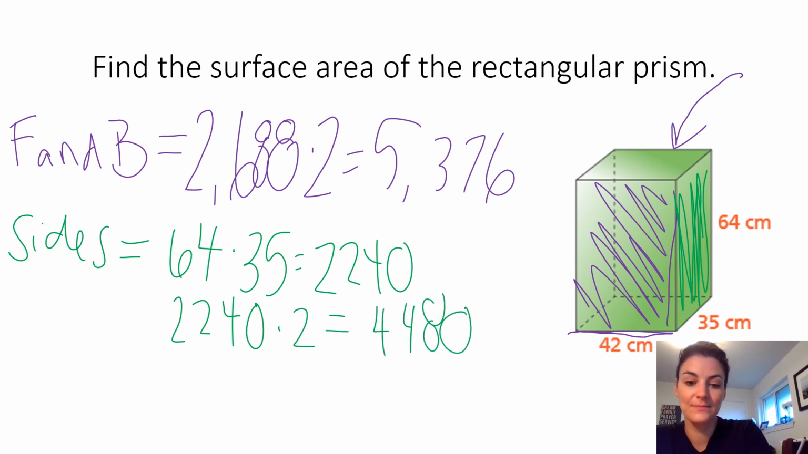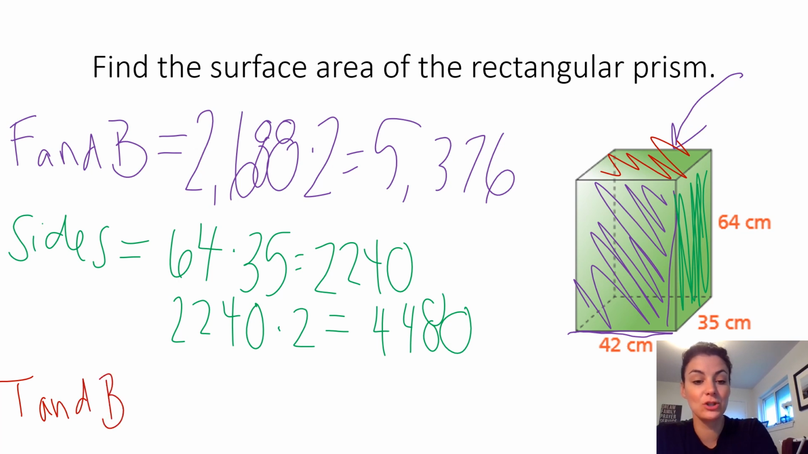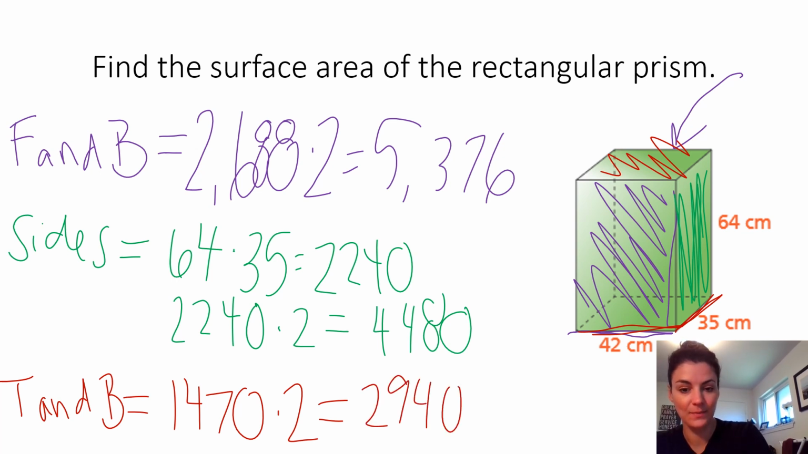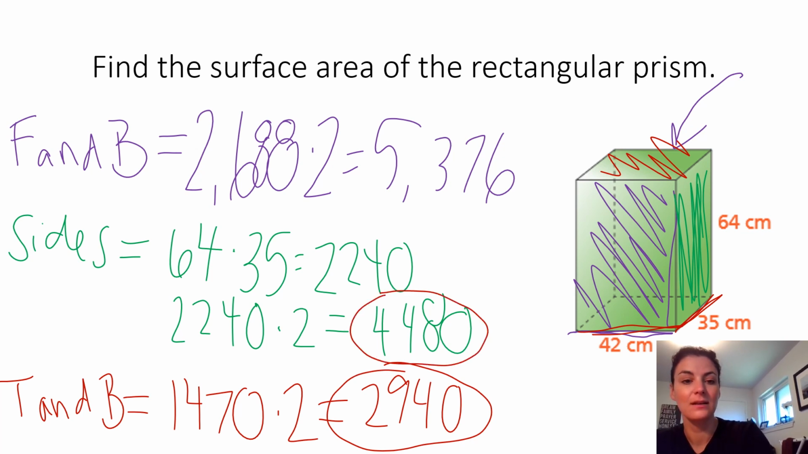And then lastly, the top and bottom, which based on this shape should be the smallest area. So the bottom is 42 by 35. So 42 times 35 is 1,470. Yep, that's the smallest. That makes sense. Times 2, because there's top and bottom, 2,940. So here's my top and bottom. Here's the sides. Here's the front and back.